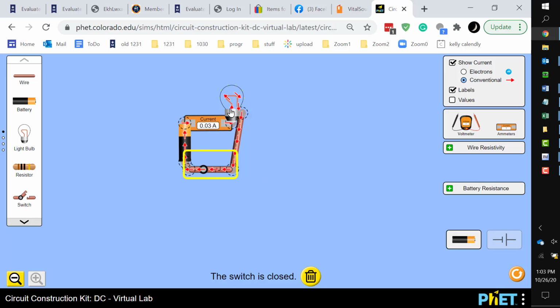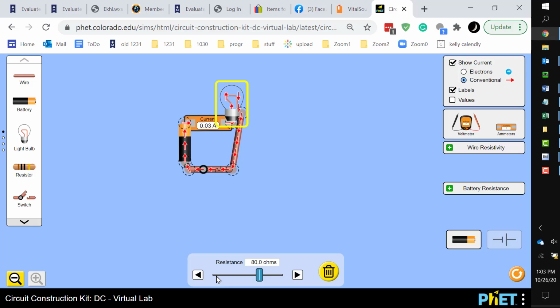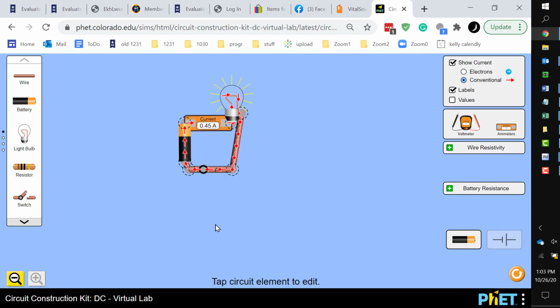But what if I was going to reduce the resistance of that light bulb material and let the current flow through there easily? Then the battery would have an easier time pumping the current around the loop, and it would pump faster. So we'd have 0.5 amps. And you notice these little lines around the light bulb here indicating that it lights up. Let's reduce the resistance even more.